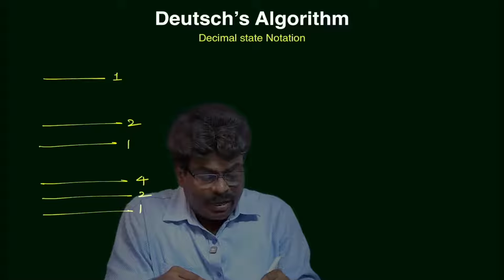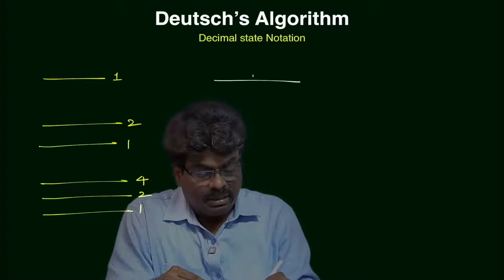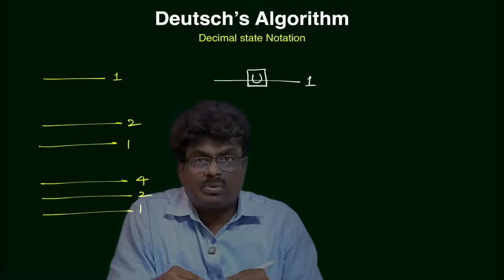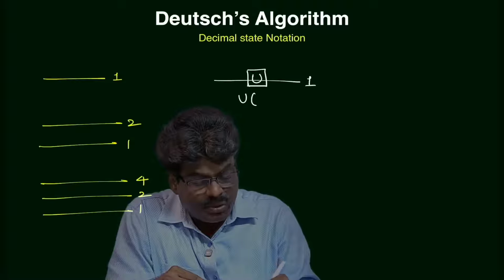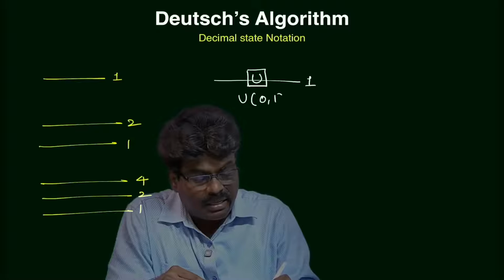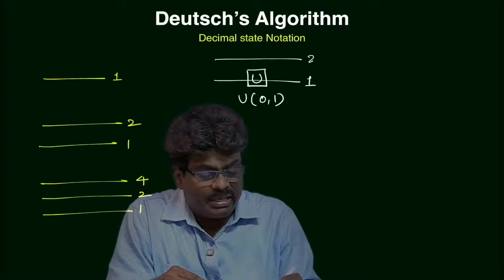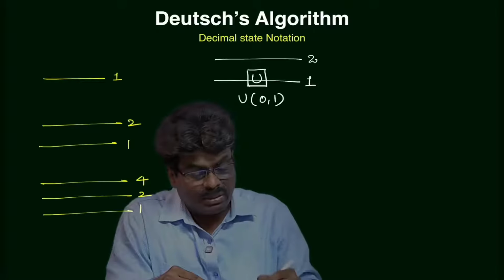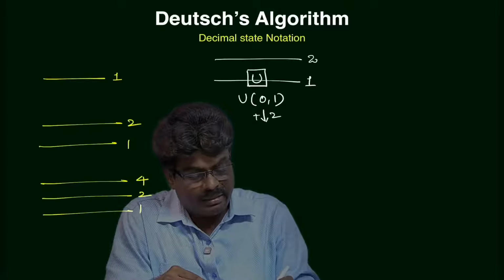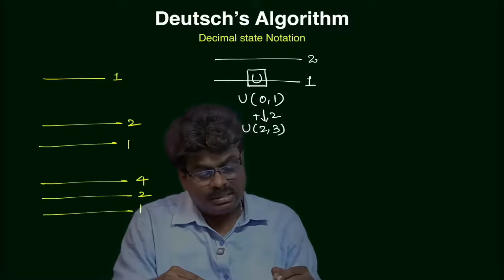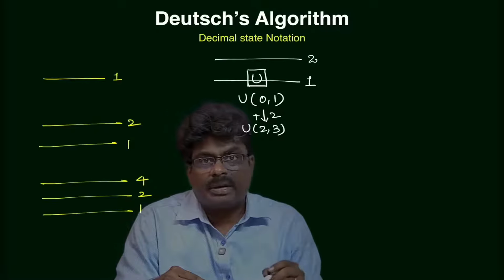Next, whenever you have a single quantum gate, let us say this is a single quantum gate, and let us suppose this is 1, then you have to take it as U of 0 comma target. Here target is 1. Now if there is one more state, let us say 2, then how to do this? You have to add, so that is 2 comma 3. That means these are the operations of that operator U.